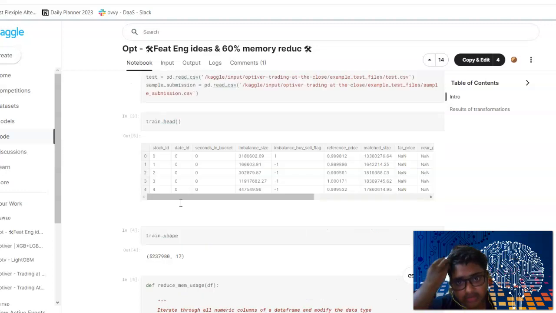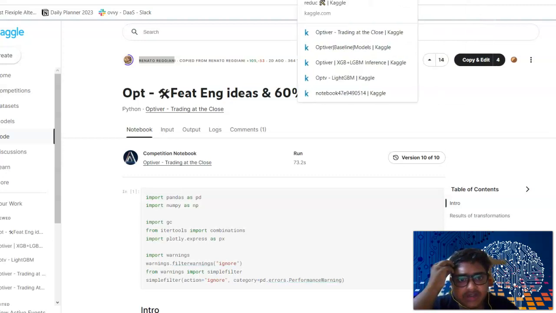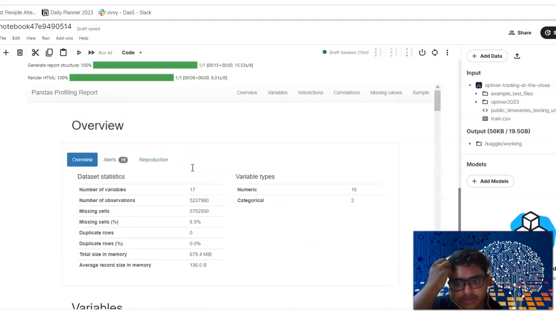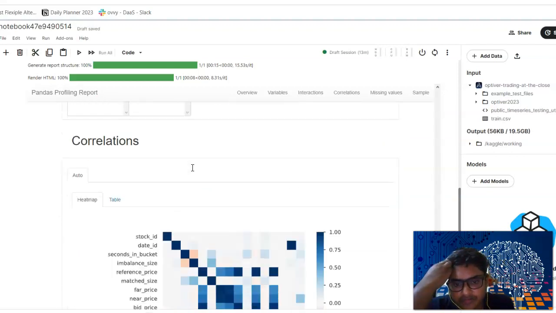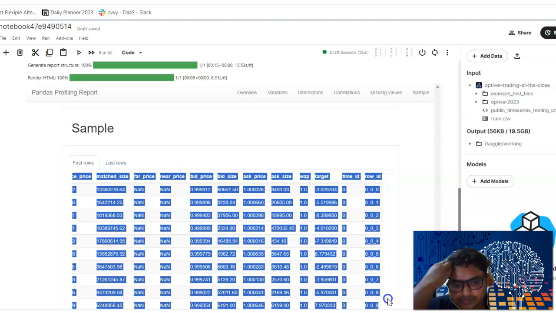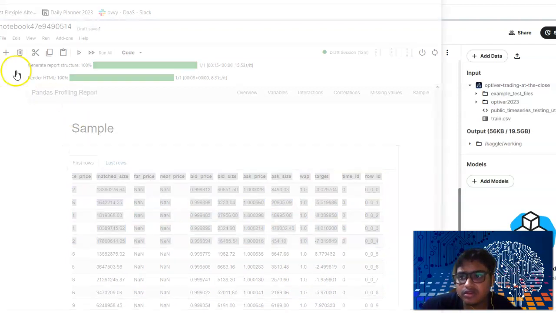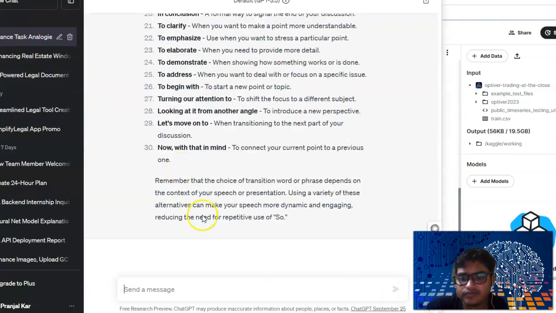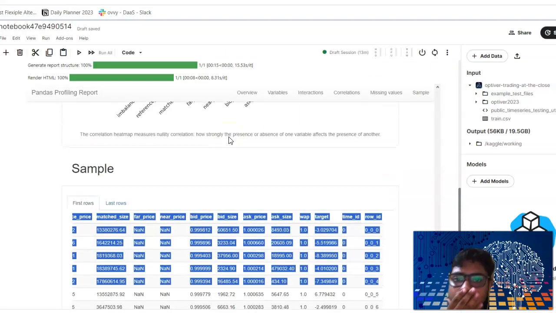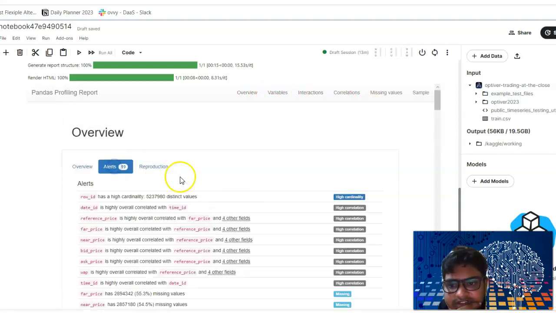So let us try this memory optimization technique, and I think we can delve more into feature engineering also. So maybe what we will do is copy the first four or five samples, put them into ChatGPT, and then also I will give the column names.